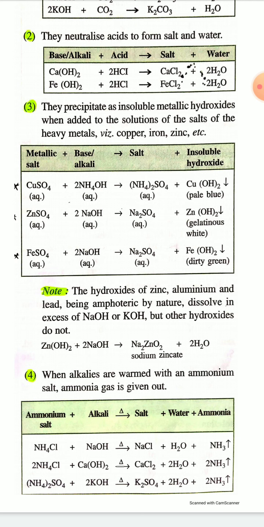For example, when ammonium chloride reacts with sodium hydroxide, that is NH4Cl plus NaOH, it will form NaCl plus water plus ammonia gas. Similarly, when NH4Cl reacts with calcium hydroxide, that is Ca(OH)2, on heating it will produce calcium chloride plus water plus ammonia, that is CaCl2 plus 2H2O plus 2NH3 gas. Similarly, when ammonium sulfate reacts with 2KOH, it gives K2SO4 plus water, that is H2O, plus NH3. You have to remember all the chemical reactions.